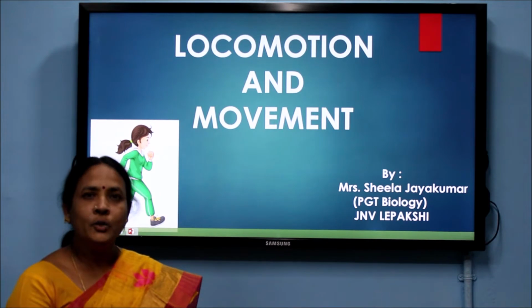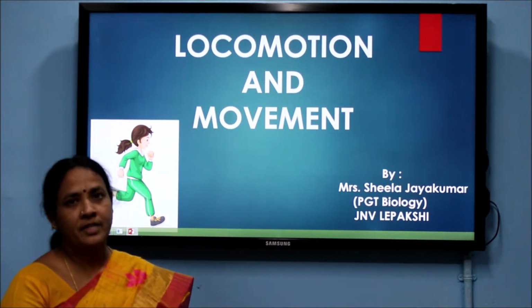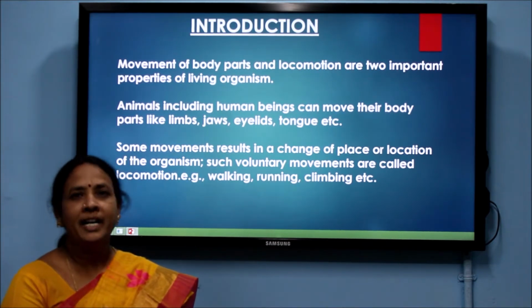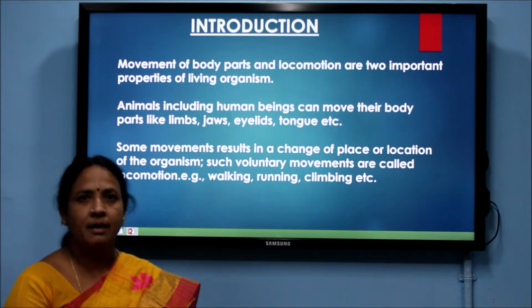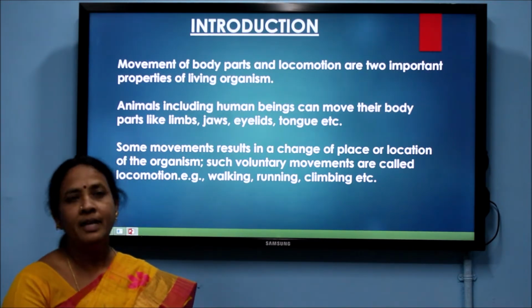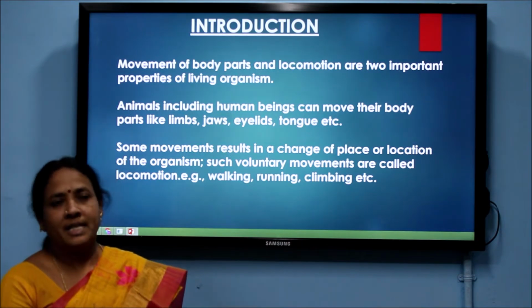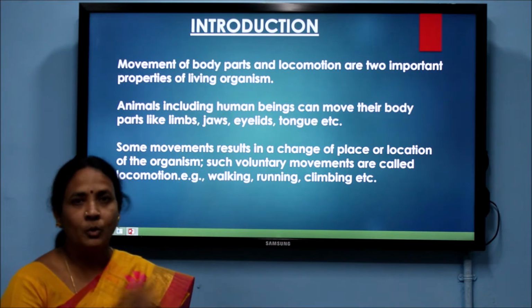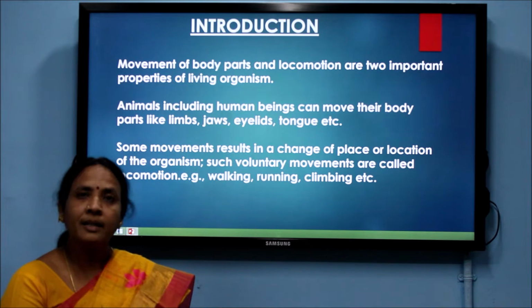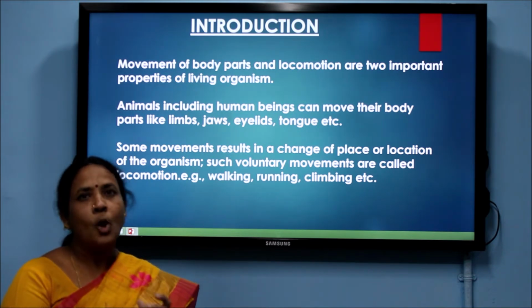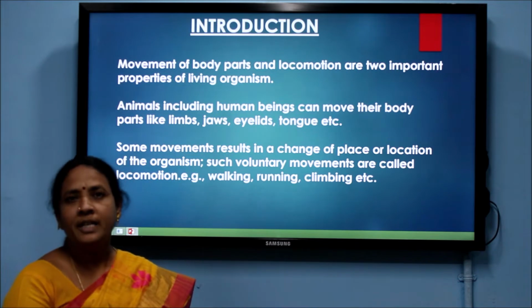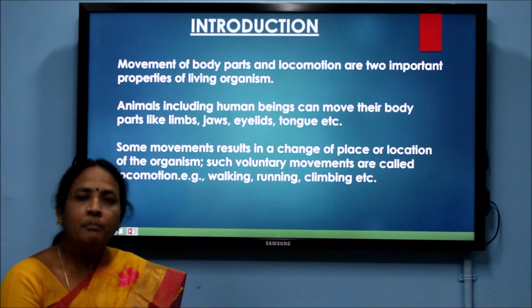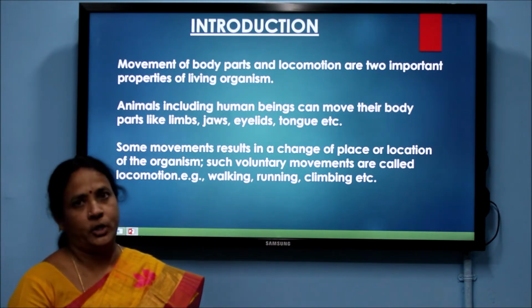So today we are going to see locomotion and movement in animal physiology. First we will see the difference between locomotion and movement. Locomotion and movement are two important properties of all living organisms. In movements, some of our body parts move, including in human beings. Our hands move, our jaw moves. These are examples of body part movement. Some movements bring a change in location, a change in position. Such a voluntary movement is said to be locomotion.